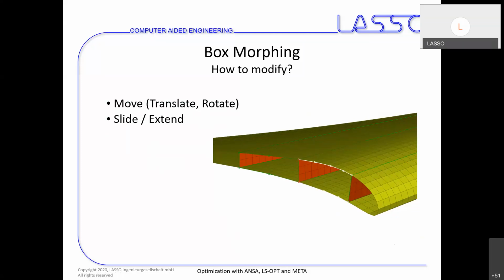We can slide or extend them, which means we move the control points along existing, also curved, edges of the box. This is meant with slide or extend. Extend is just the extension into the next box or over an end of the edge. We can change an angle by keeping the control points sliding on their neighboring edges.